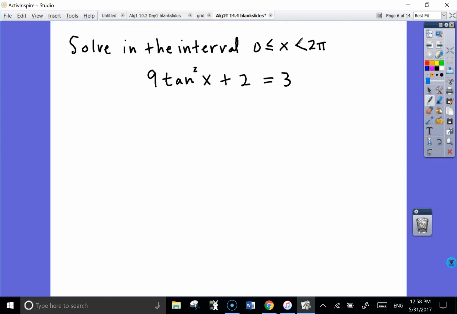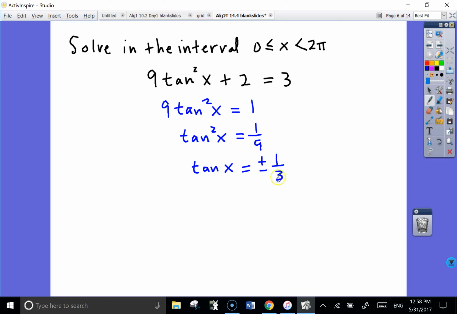So again, I've got to isolate the trig function, right? Subtract 2. And then divide by 9. Right. And then I got to take the square root of both sides. So that is going to be plus or minus 1/3.